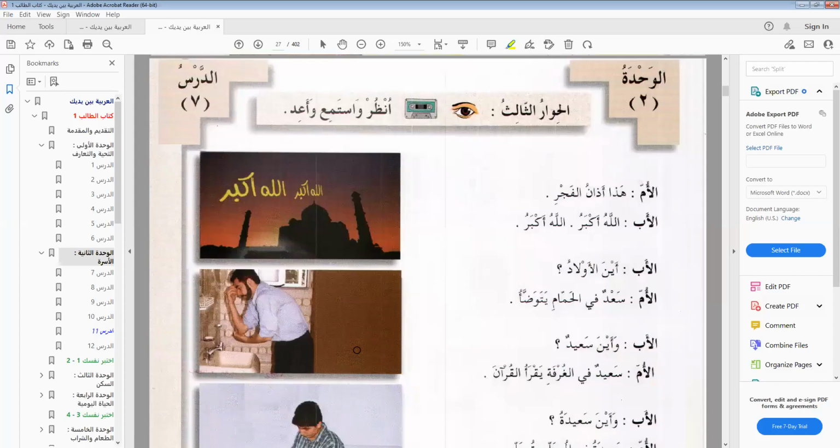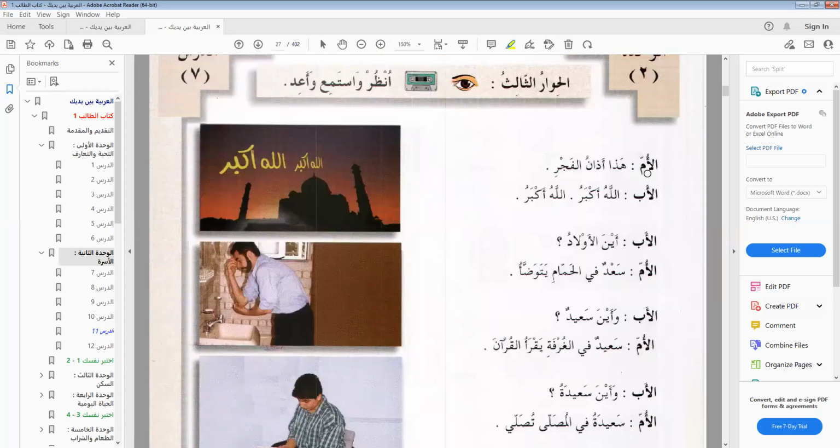So we move on to the third conversation, al-hiwar al-thalith. So we have هذا حوار بين الأم والأب. So we'll learn some vocabularies here as well. So we have هذا آذان الفجر. هذا, always you should know that this means this. هذا آذان. Adhan is the call to prayer. Adhanul fajr, call to prayer of fajr. Hadha adhanul fajr. This is the call to prayer for fajr.